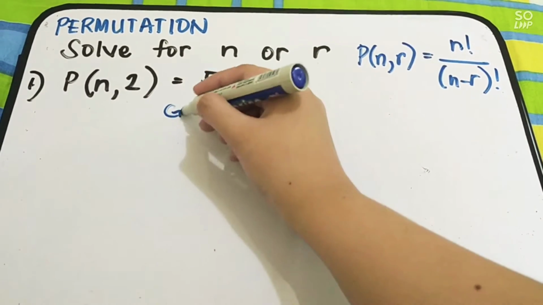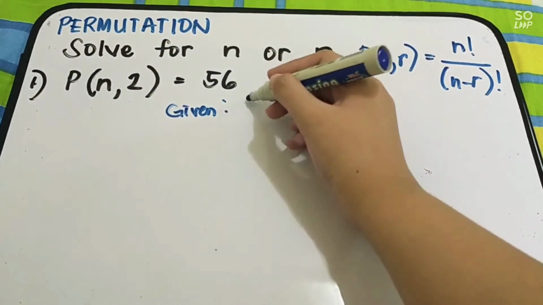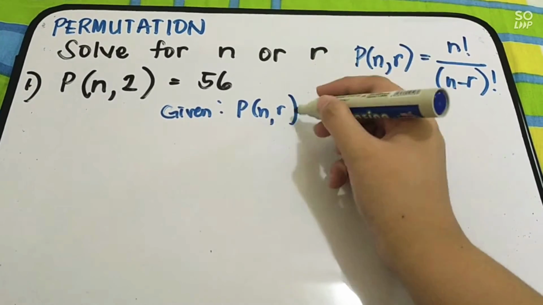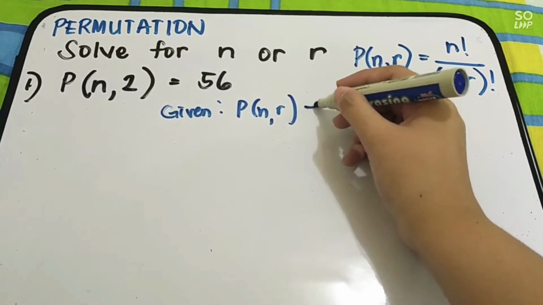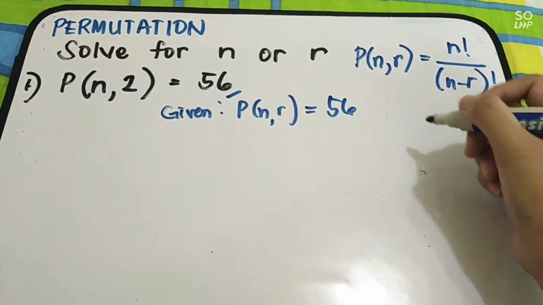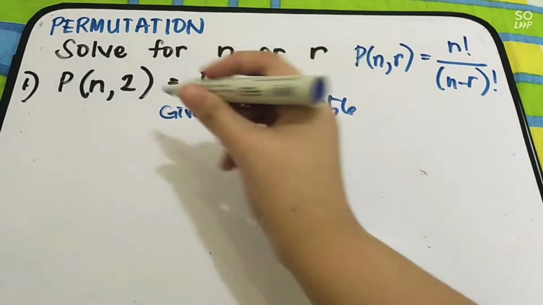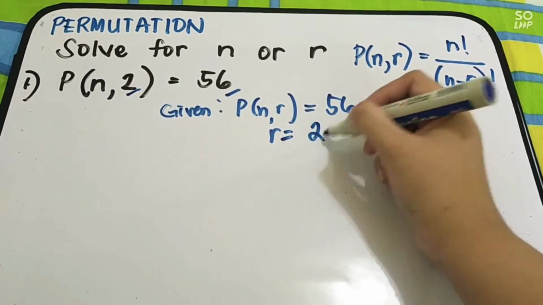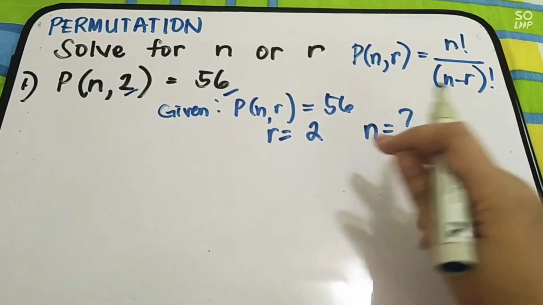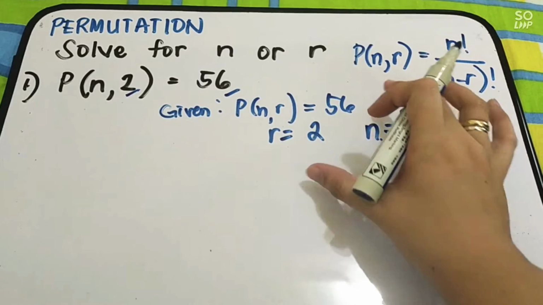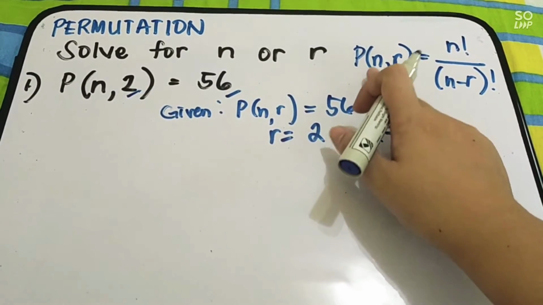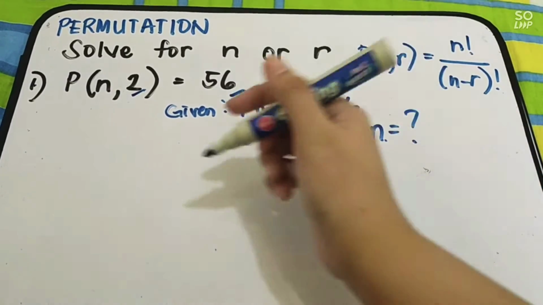So our given, your P(n,r), the permutation of n objects taken r at a time, is equal to 56. Then your r here is 2. Then we are going to find the missing n. We are going to substitute the given to your formula. So this is your formula, and this one becomes 56. Just substitute.